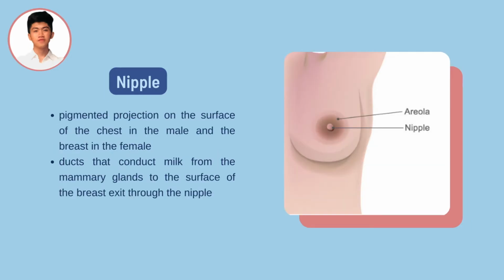Nipple. The pigmented projection on the surface of the chest in the male and the breast in the female. In the mature female, ducts that conduct milk from the mammary glands to the surface of the breast exit through the nipple. The surrounding flat area of pigmentation is the areola.